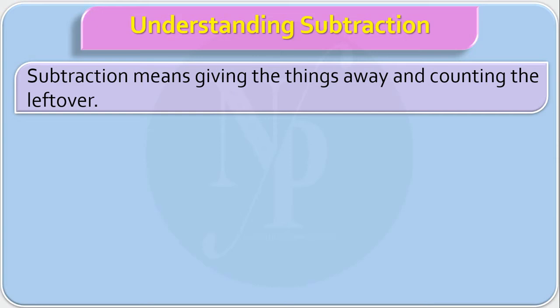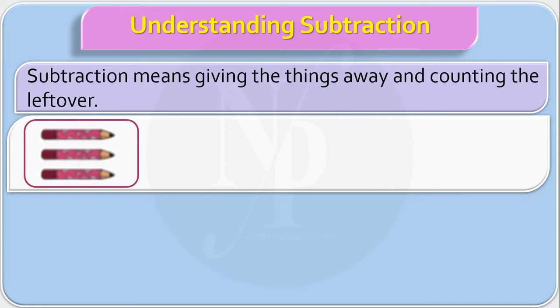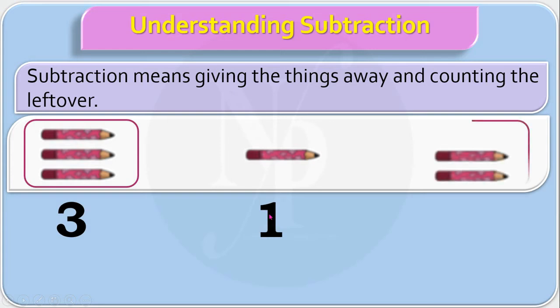Let us understand the meaning of this statement with an example. Suppose there are 3 pencils in a pencil box. How many pencils are there? There are 3 pencils. And if your mother gives you 1 pencil to write your homework, how many pencils does your mother give you? She gives you 1 pencil. And now how many pencils are left over in the box? After giving you 1 pencil, there are 2 pencils left over in the box.